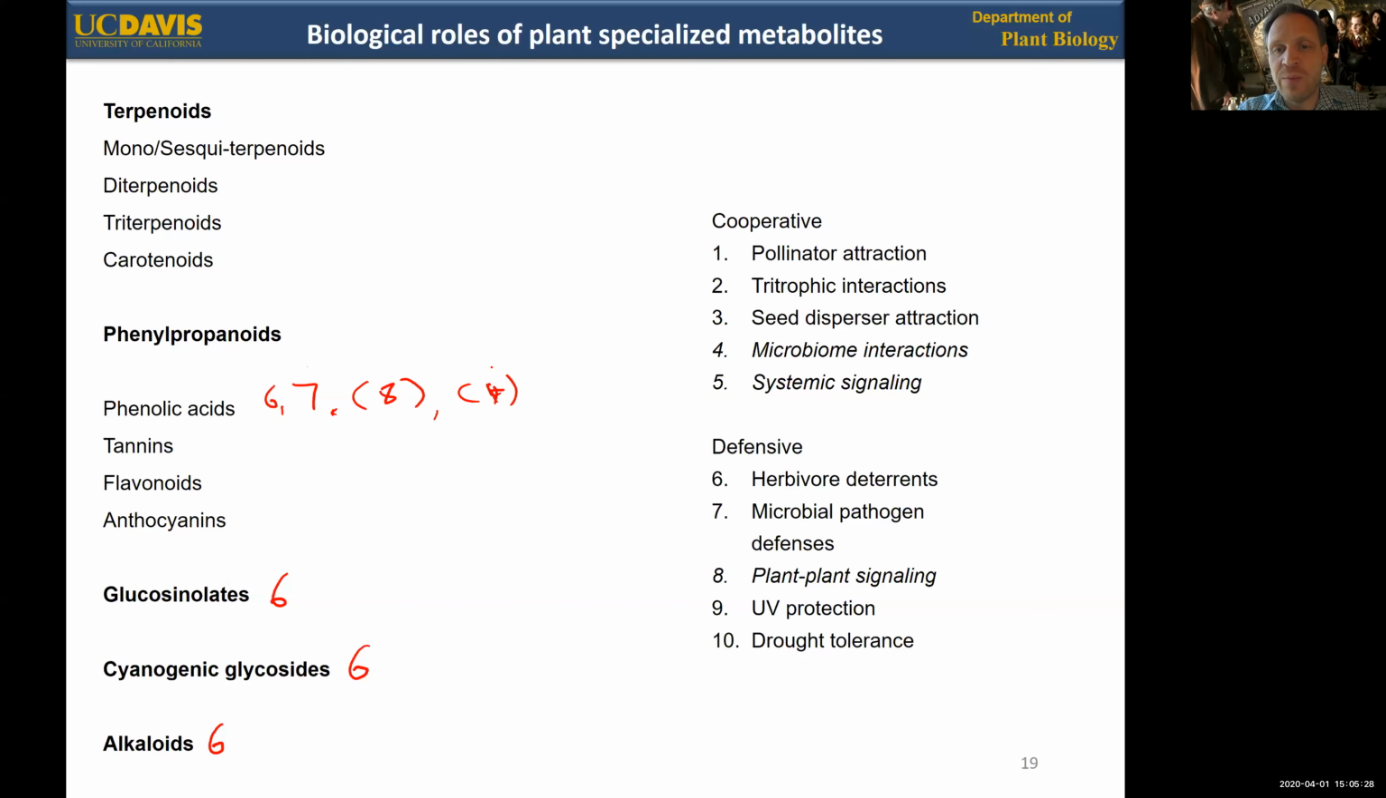Tannins are much more structural defenses. So again, number 6 here, they're feeding deterrence. They also probably have some microbial pathogen defenses. There are some reports out there on that.